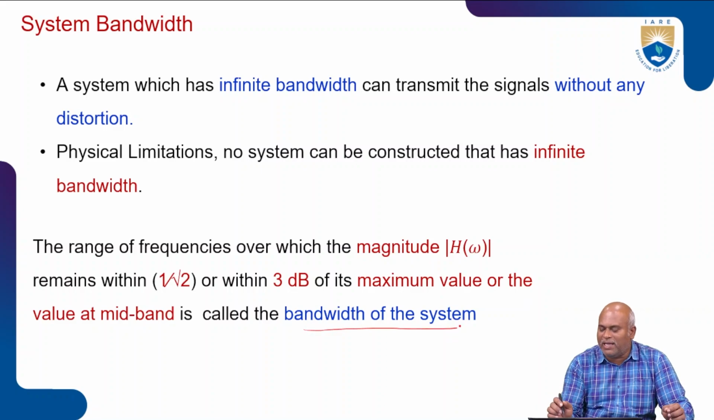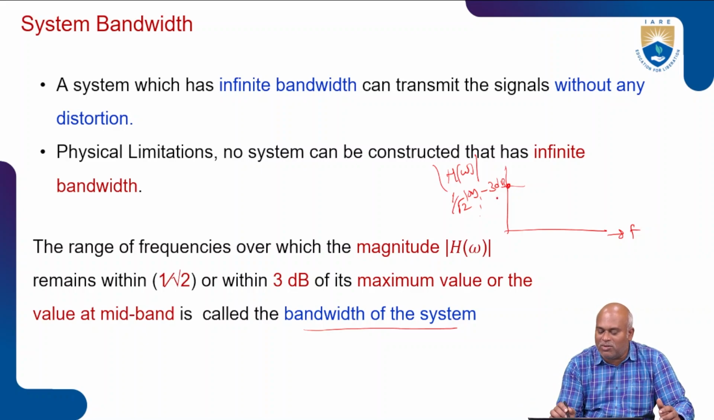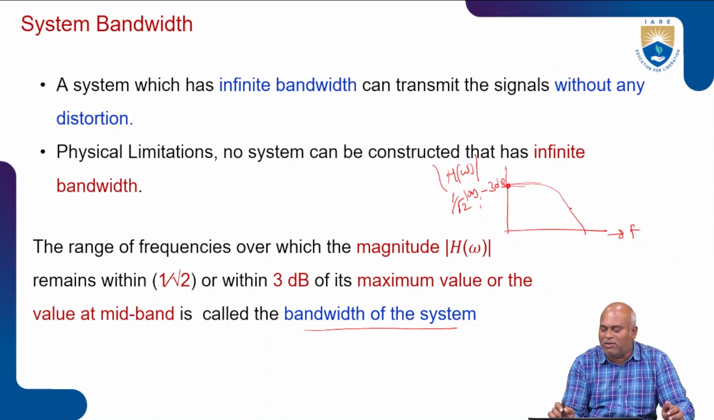So we take the filter. This is H of omega as a modulus, and this is the frequency. This is represented as attenuation. When it is 1 by root 2, or minus 3 dB, that is represented as the system bandwidth. It allows the frequency levels where the attenuation is minus 3 dB or 1 by root 2. Then the other frequency components will be attenuated, as in a low pass filter.